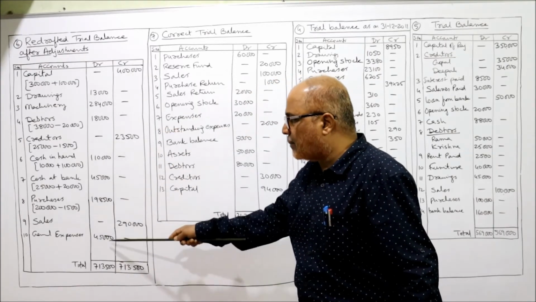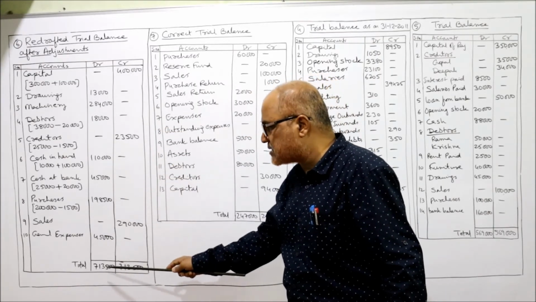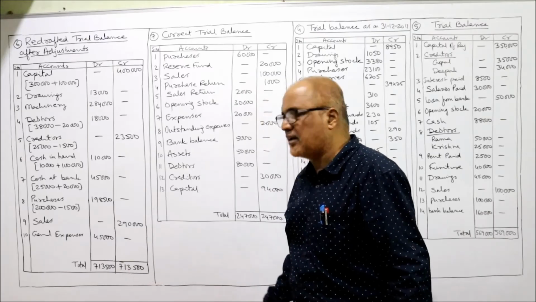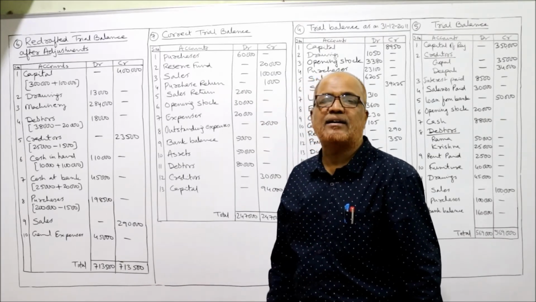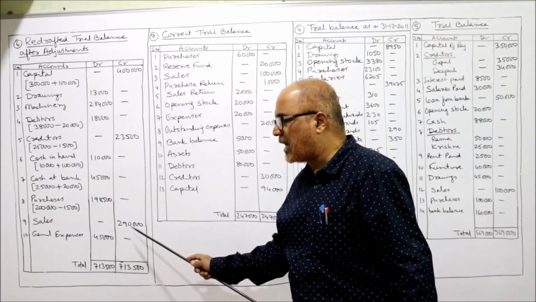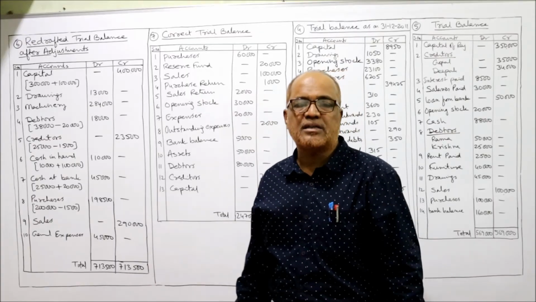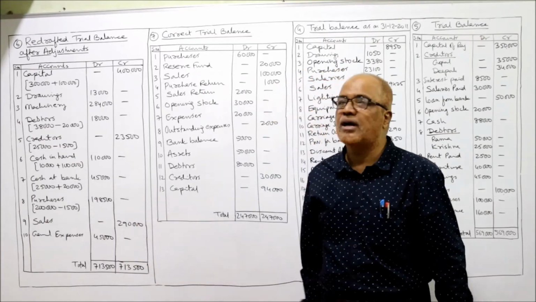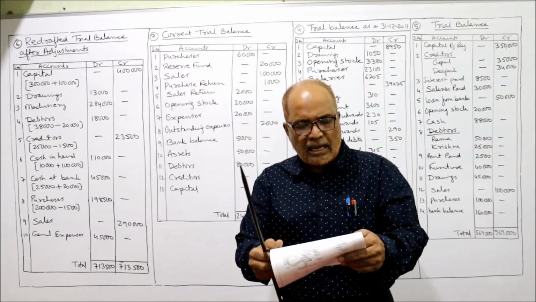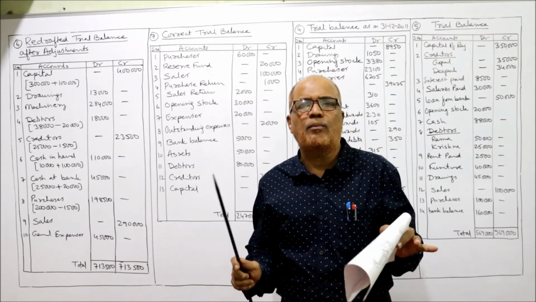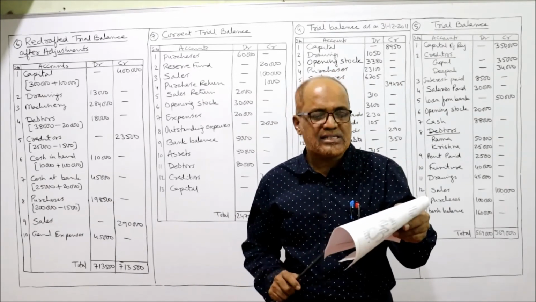Now take the total of the debit balance and credit balance, 7,13,500. 7,13,500 is the total of debit column as well as credit column. That's it. So this is problem number 6. Now last and final problem on trial balance, that is 7th problem.